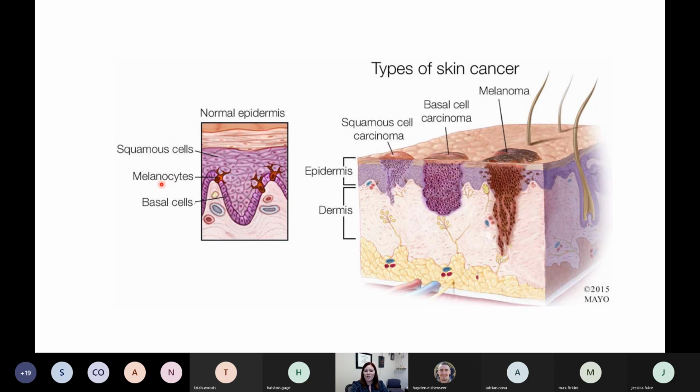And remind me in the chat, melanocytes make that protein melanin. What does melanin protect you from? What does melanin protect us from? Why do we like having melanin? Exactly. Yeah, melanin is a protein that absorbs UV radiation. So we like having melanin in our skin to make sure that we don't get skin cancer, hopefully.